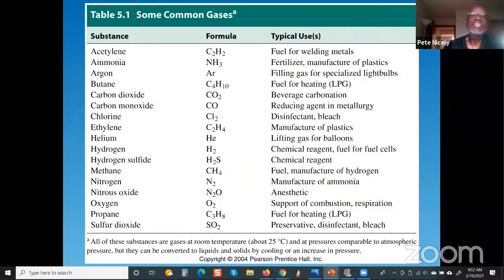Okay, so what you see here in this slide is basically a list of different gases and their uses, all right? As you can see, these are substances that impact our lives every day, and we don't even think about it. For example, acetylene is a gas that is used as a fuel for welding metals. Just to pick another example, chlorine is a disinfectant and serves as a bleach. Methane is used as a fuel and also used in the manufacture of hydrogen. And propane is basically a fuel used for cooking gas, for example. All right, so these are just some examples of different gases.